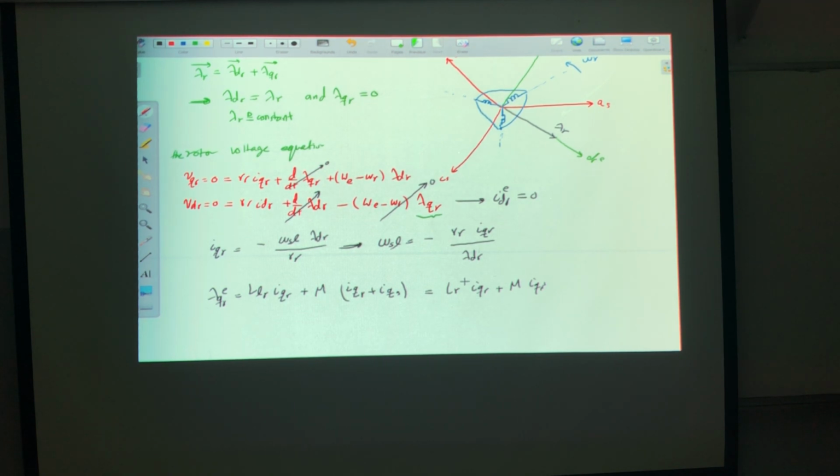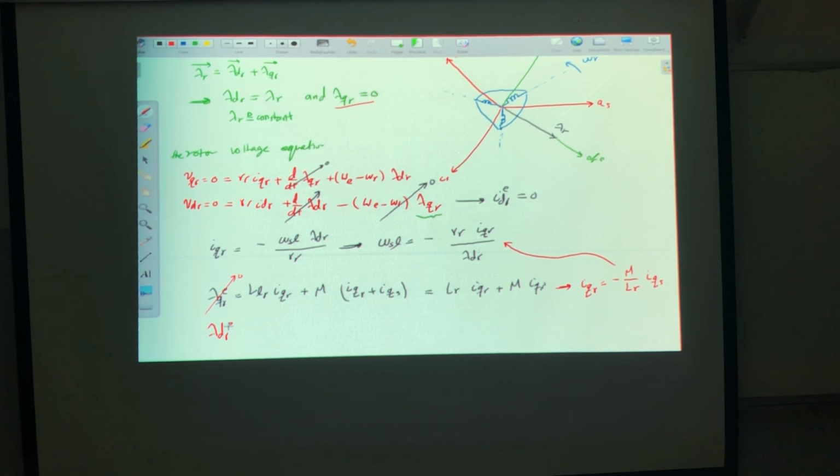Lambda QR minus M IQS. Yeah, but remember, this will equal to what? By assumption, it's zero. You see it? So now, can I solve this one? Yes, I can solve this one. So I can say IQR will equal to minus M IQS over LR. Yep. So I can put this one here. Good.